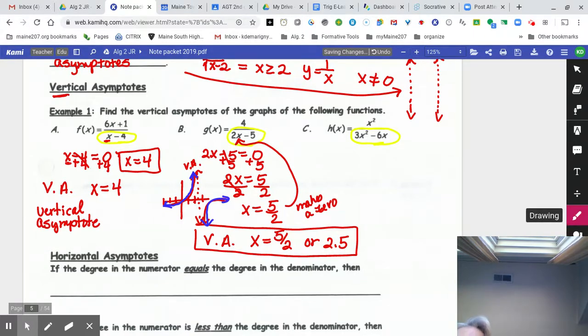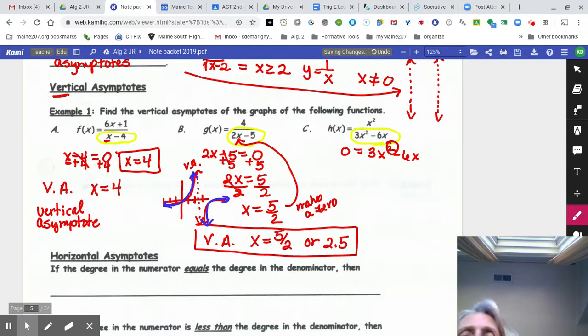Let's go on. So the third one, letter C, if I'm looking for the values of x that are restricted in the denominator, this one might not be as easy for me to find. So if I say 0 is equal to 3x squared minus 6x, I see right away, because this is second degree, that there are 2 restrictions in the denominator, meaning there are 2 values that x cannot be.